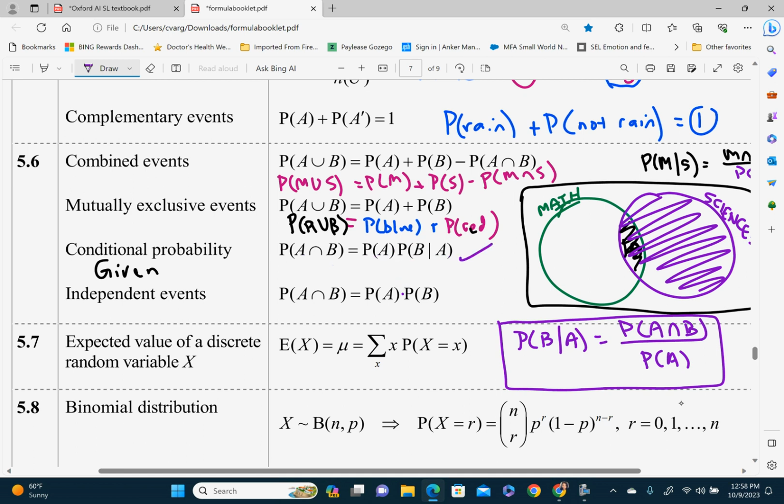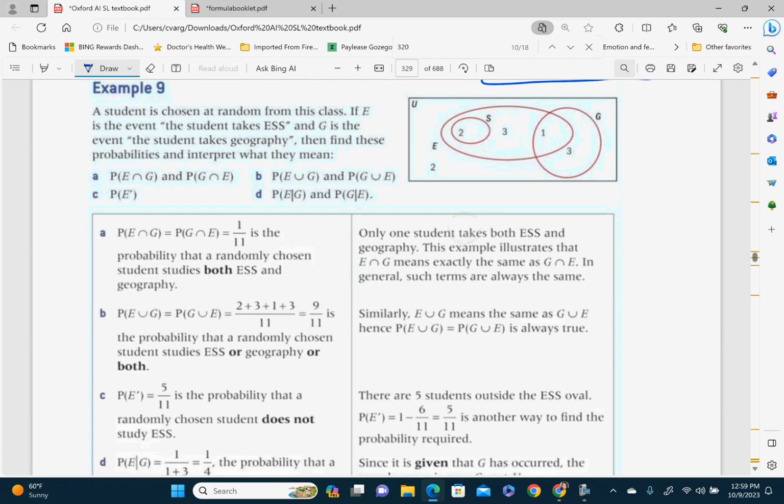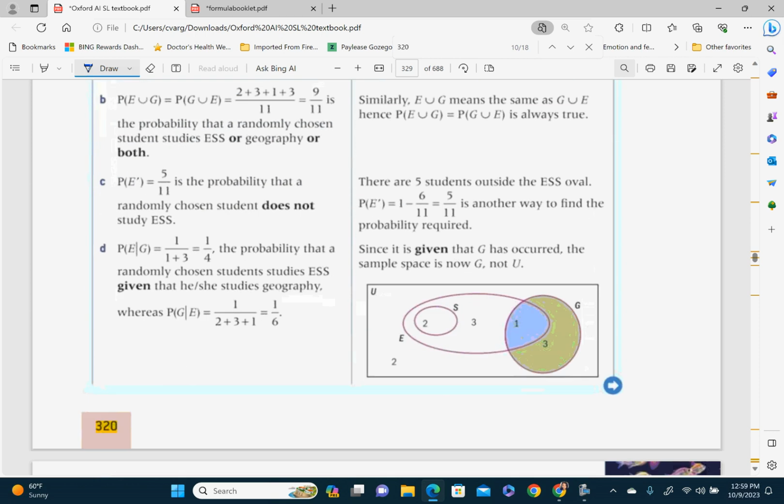So that is given, and we talked about independent, right? If two things are independent, you take the probability of one happening times the probability of the other, and that's the probability of A and B, okay? So that's the basics of probability. The more you practice with this, the better it's going to be. If you get stuck on anything in example 9 now, in light of the lesson that I just talked to you about, and again, this is on Oxford, page 320, please let me know. All right, good job.